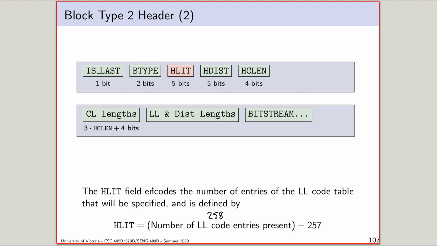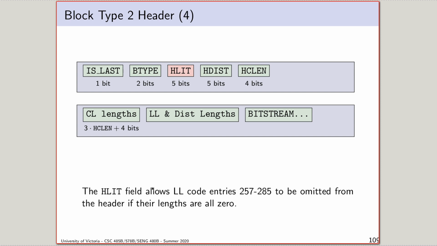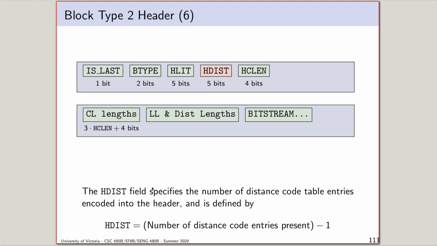So if we set hlit to be 31, then we're encoding every possible symbol. But if we set hlit to be 1, we're only encoding 258 possible symbols. So it's pointing this out, and that allows you to just not worry about them. You can still put them in there, but if you use this, you can avoid having them in there and save some space that way.